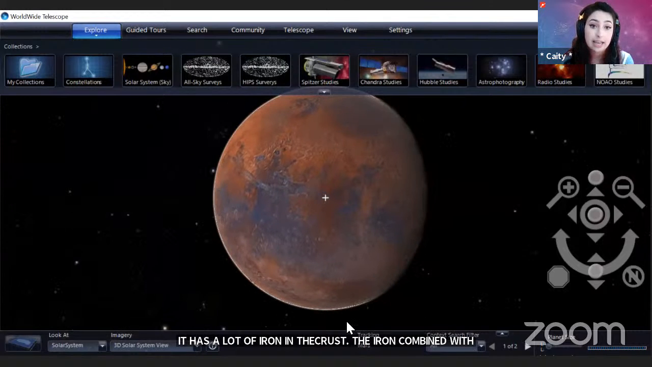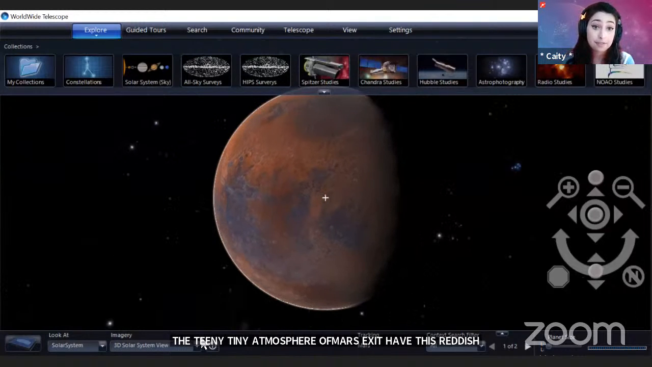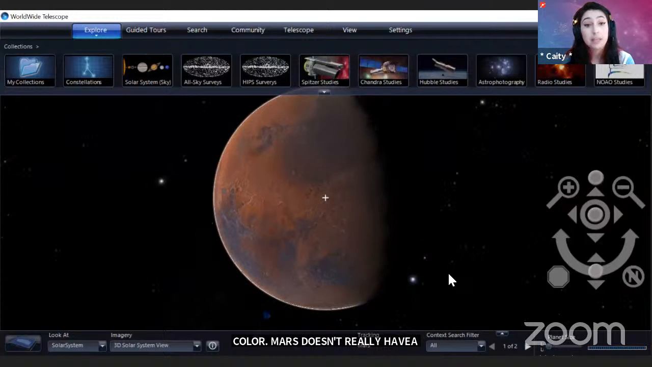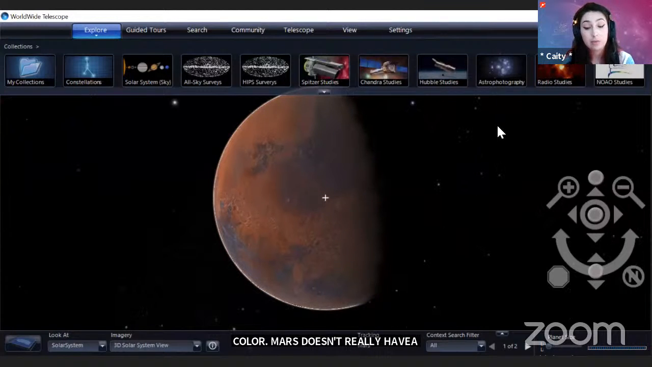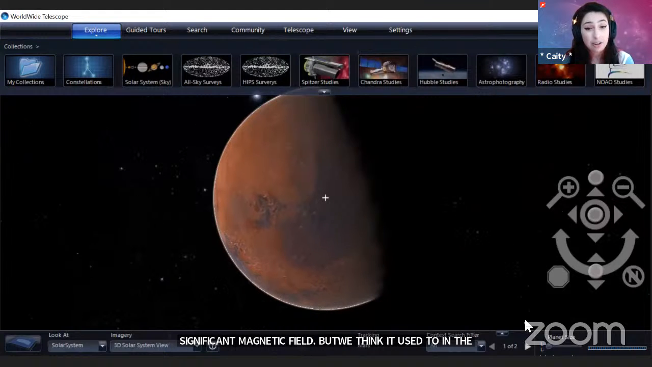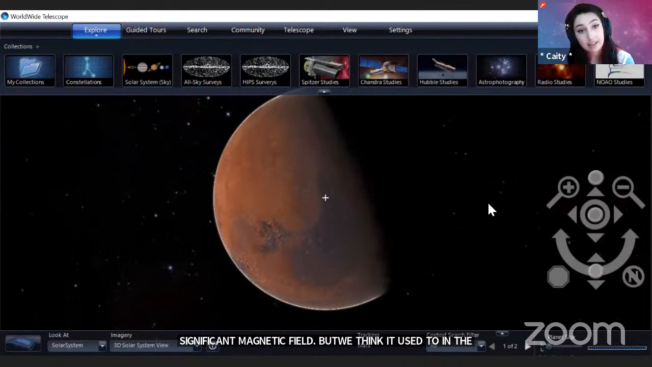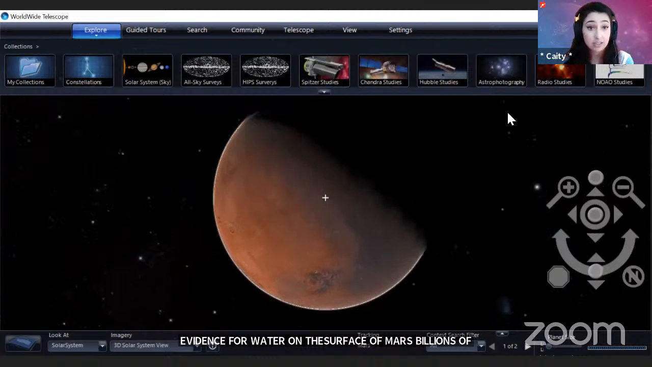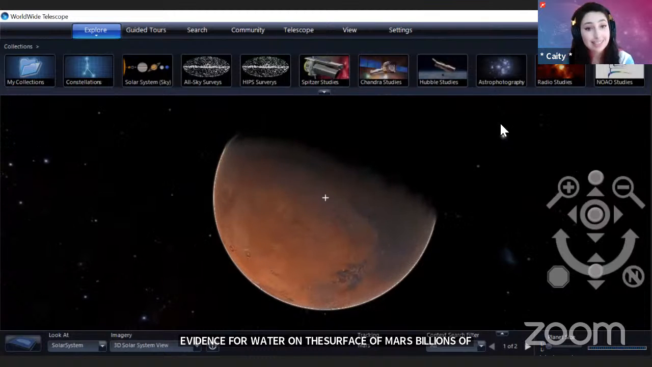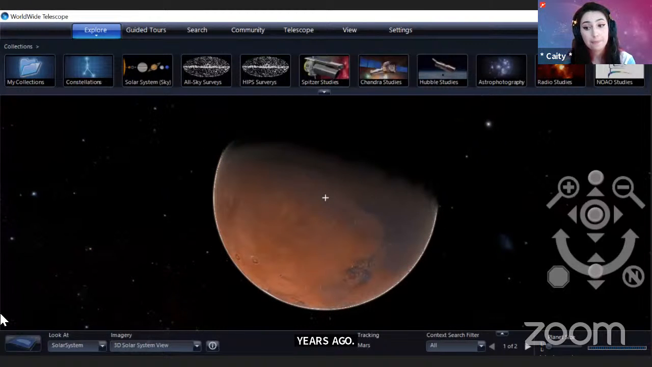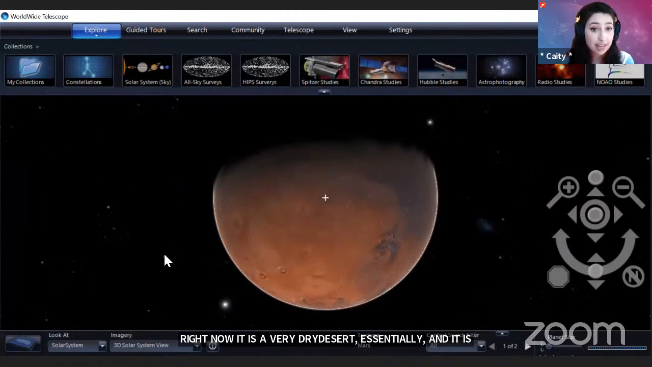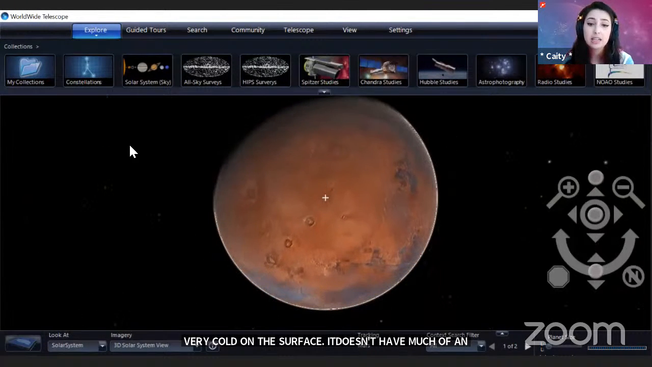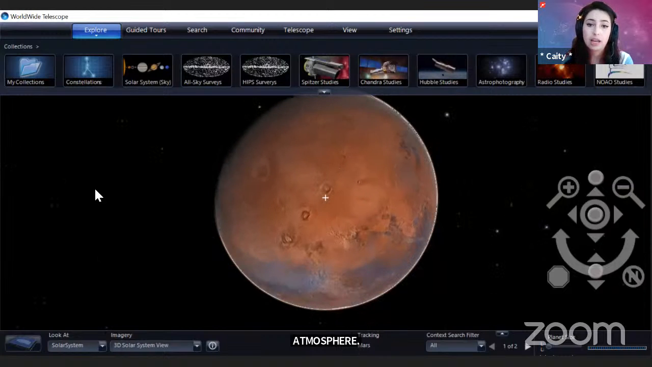But Mars doesn't really have a significant magnetic field, but we think that it used to in the past. So billions of years ago, there's evidence for water on the surface of Mars. Right now, it's a very, very dry desert, essentially, and it's very cold on the surface. It doesn't have much of an atmosphere. It's about, I believe, 1% as thick as the Earth's. And it's mostly carbon dioxide. So it's a very thin atmosphere, very cold, a very dry place.